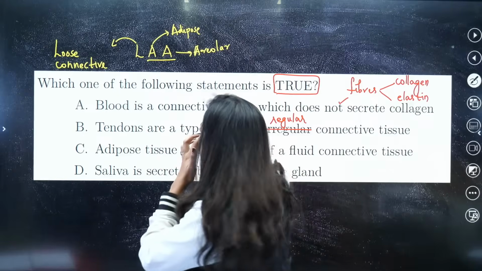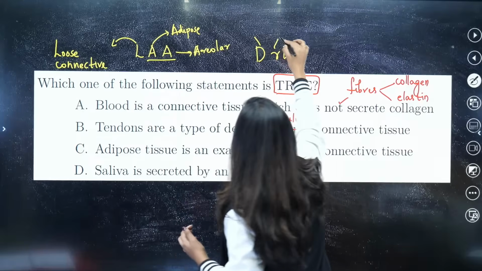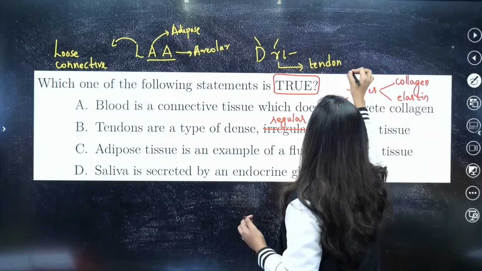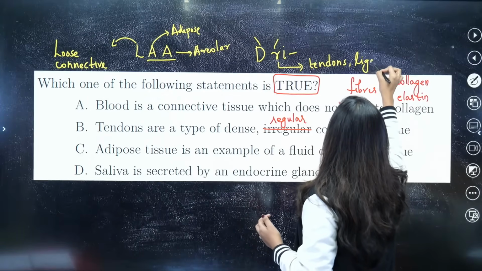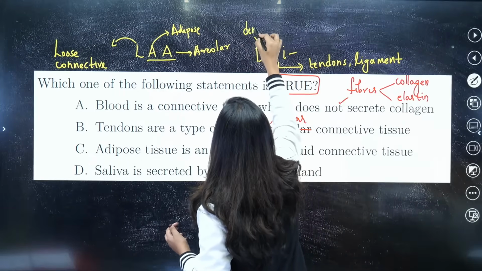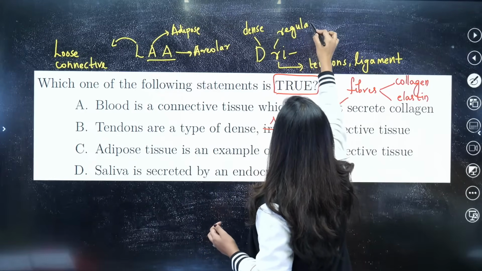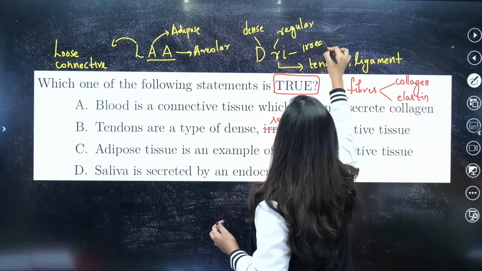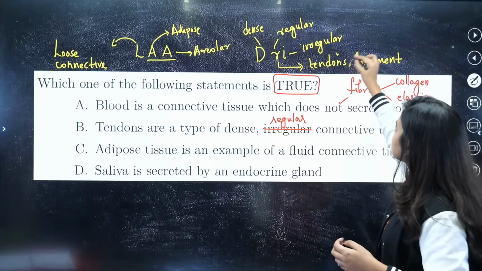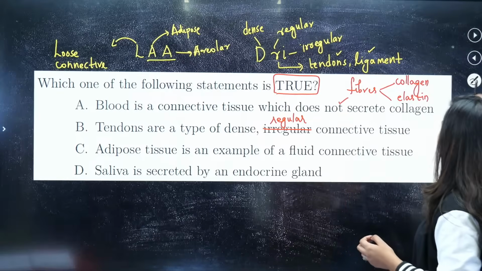Okay. And here DRI, this is actually to remember dense connective tissue as regular and irregular. Under regular, you have tendons and ligaments. This is type, students. You have to study this in your animal tissues. Dense connective tissue is two types, regular and irregular. Under regular, example is tendons and ligaments.